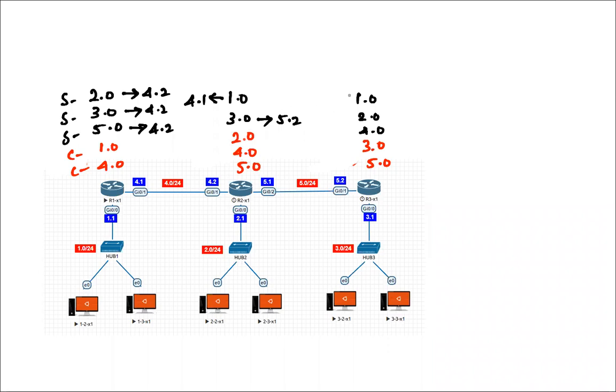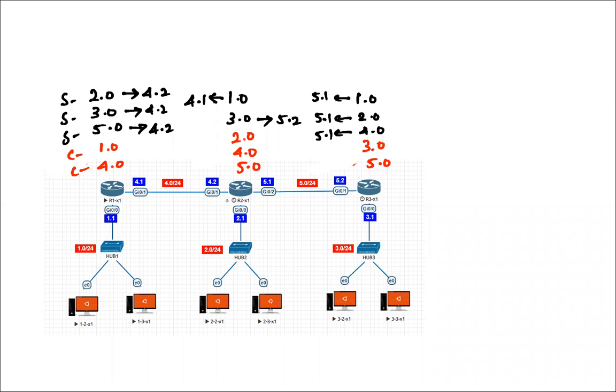Okay, very good, guys. So now finally we are at the last router. What is the next hop IP address for this one? All networks can be reached via 5.1 only. That is the next hop IP address for this router. Okay, very good. So let me start and do this lab real quick, guys.